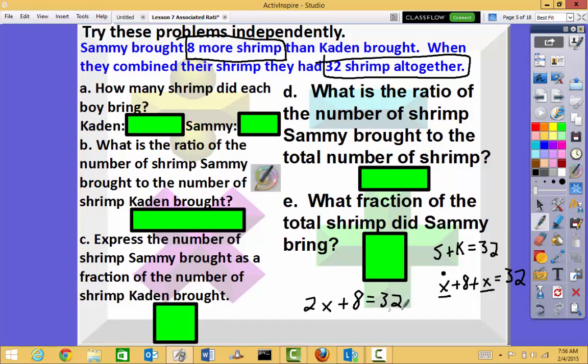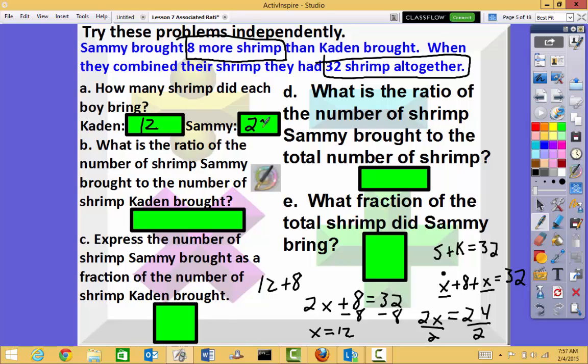And then what I'm going to do is I need to get this x by itself. So I'm going to subtract 8 from each side. I'm left with 2x equals 24. And I divide by 2, and I'm left with x equals 12. So what that means is Caden brought 12 shrimp. Sammy brought 8 more. So he brought 12 plus 8.